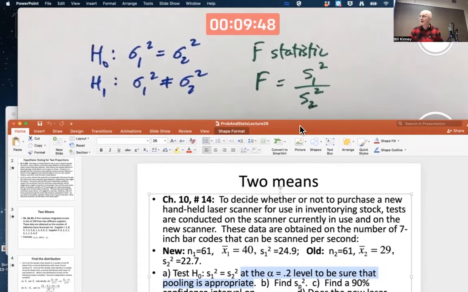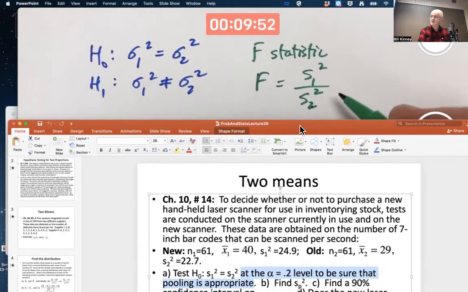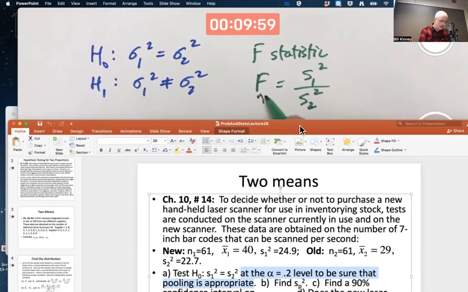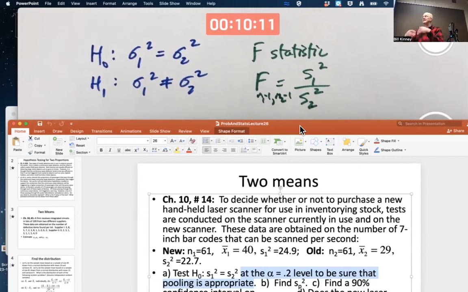It's a ratio of two sample variances. These sample variances are statistics, and therefore F itself is a statistic. The numerator has degrees of freedom N1 minus 1, and the denominator has degrees of freedom N2 minus 1. So the N1 minus 1 is the first subscript on the F. It corresponds to the degrees of freedom for the numerator of this fraction. And the N2 minus 1, the second subscript, corresponds to the degrees of freedom for the denominator.